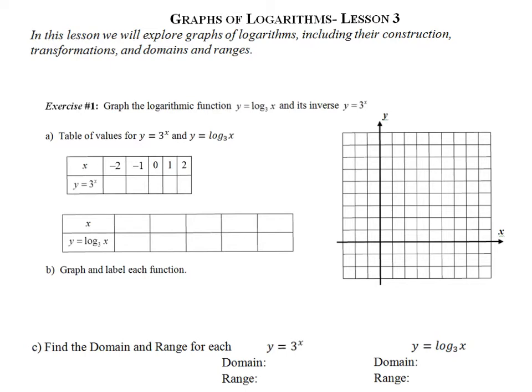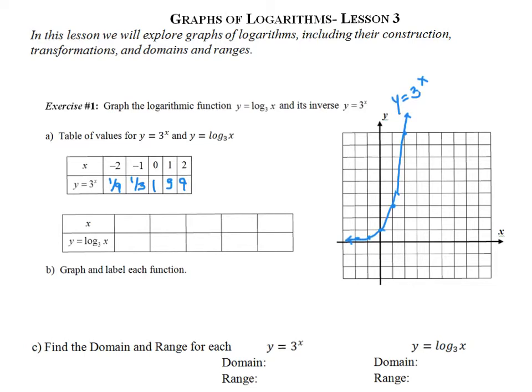So let's start by making the table of values for the graph y equals 3 to the x. Remember that 3 to the negative 2 power gives us 1/9. 3 to the negative 1 gives me 1/3. 3 to the 0 is 1, 3 to the first is 3, and 3 to the second is 9. Now I'm going to go ahead and plot those points on my graph. If you would go ahead and do that also, and then come back and we'll compare.